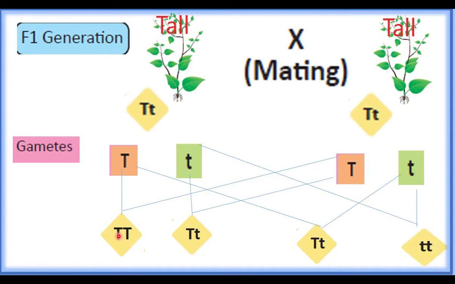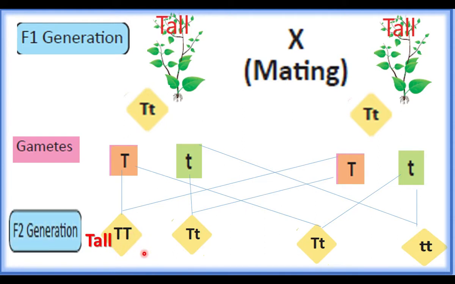So capital T small t are genotypes. They are the gene combinations which make a particular character. Let us see the phenotype, that is, the external appearance of characters for these genotypes. Capital T capital T in the F2 generation produces tall plants. Capital T small t genotype produces tall and tall. Small t small t is dwarf.